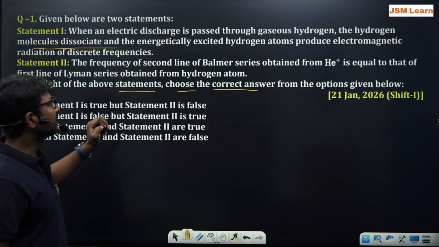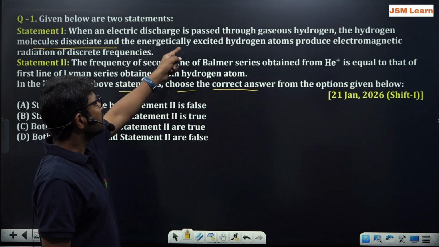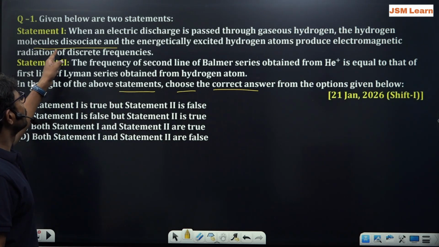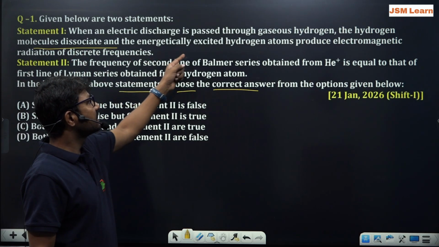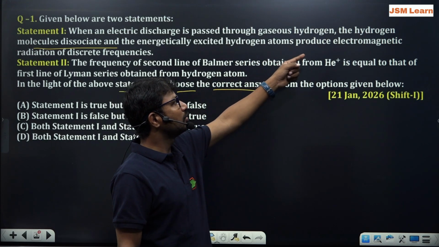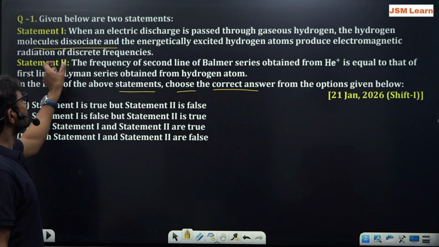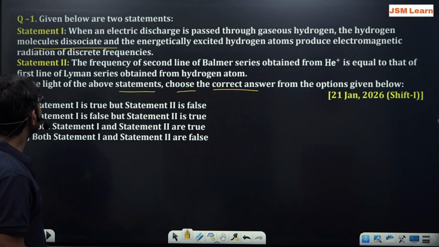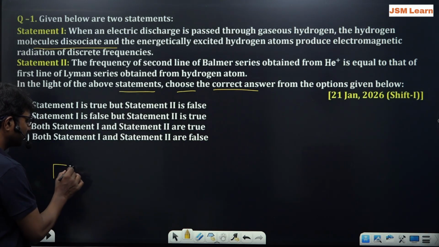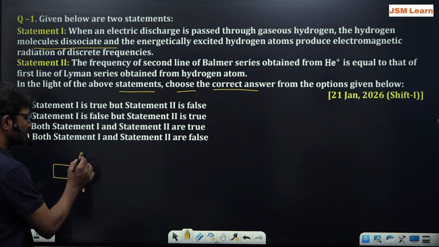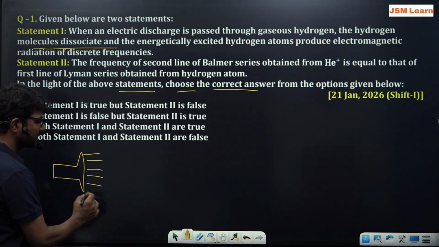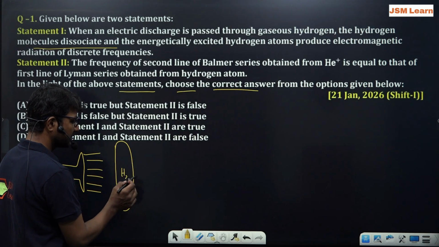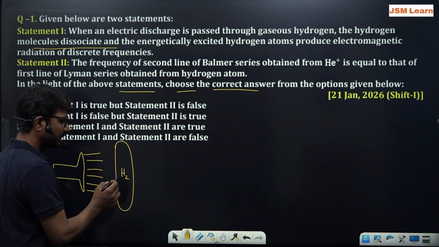The information they have given here is: when an electric discharge is passed through gaseous hydrogen, the hydrogen molecules dissociate and the energetically excited hydrogen atoms produce electromagnetic radiation of discrete frequencies. Whether this statement is true or false, let us see. What they are doing is an electrical discharge. Just think some light is passing onto the hydrogen molecule, which is present inside a tube. So on passing it, what is happening?